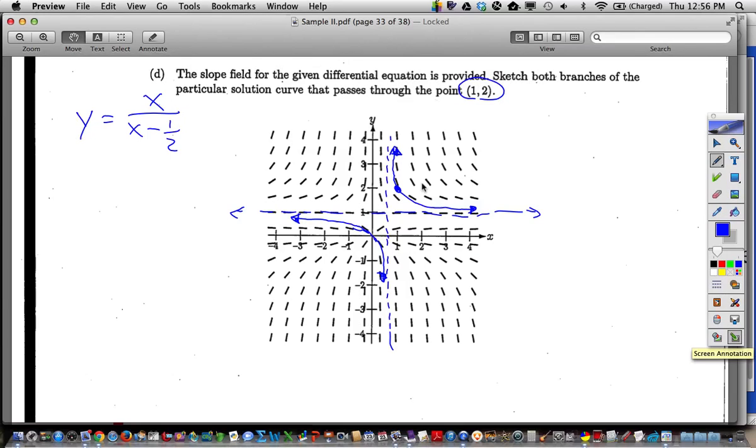Now, in the other class, there were several people bothered by the fact that it says the solution curve passes through 1, 2, and yet this does not. Over here, right? So here's how I explained that. This is one curve. This is one curve. Okay? So you can't think about it as two curves.